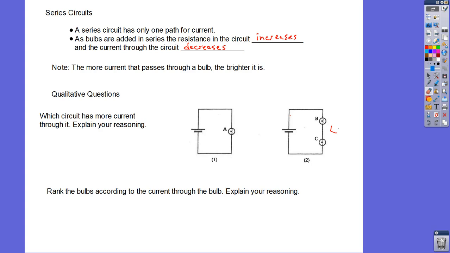The qualitative question, like which circuit has more current through it. So I want you to actually think about that for a second. Looking at these two circuits, circuit 1 and circuit 2, think about which circuit has more current running through it. You may even, if you want, pause the video and take some time to think about that. I would encourage that. Okay.